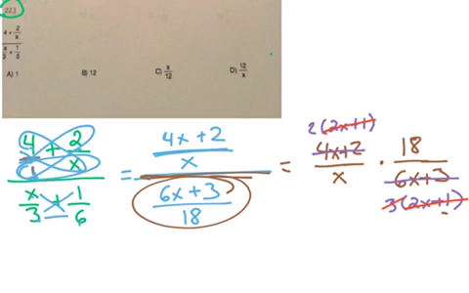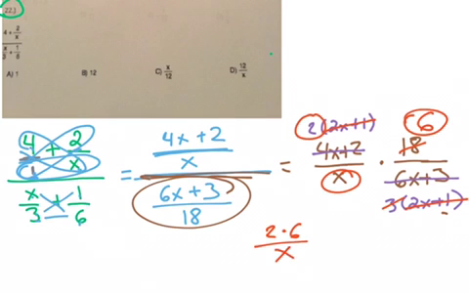We can also see that 3 goes into 18 6 times. And all I'm left with is 2 and 6 on top and x on the bottom. So I'm left with 2 times 6 over x, which is 12 over x. There's my answer, 12 over x.